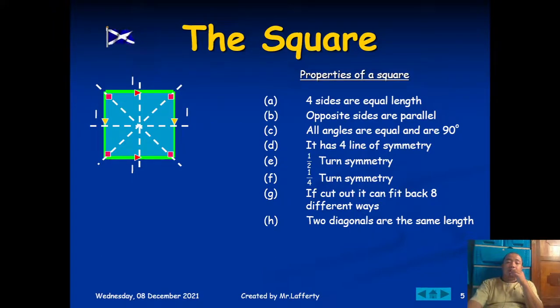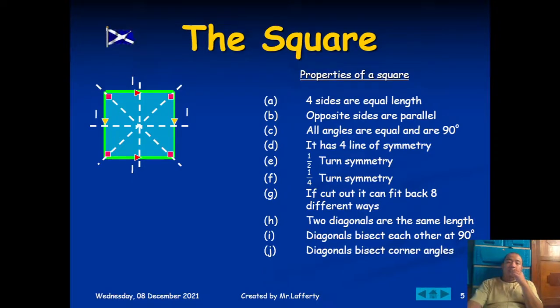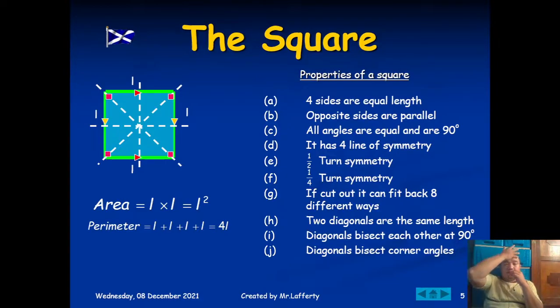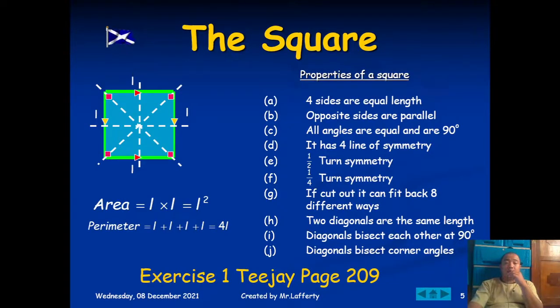Two diagonals are the same length, and the diagonals bisect each other at 90 degrees. So in short, the diagonals are equal and at the same time perpendicular. And diagonals bisect corner angles. And the formula to find its area is L squared, or if S is the side, S squared. And for the perimeter, just add the four sides, 4L or 4S.